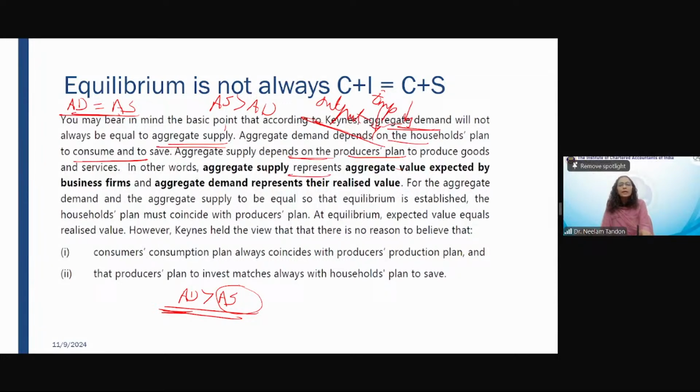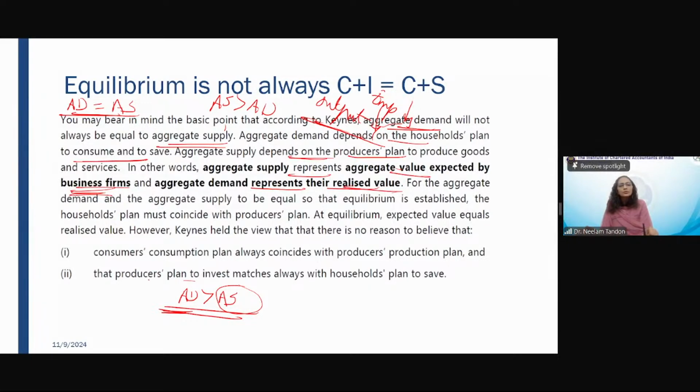So aggregate supply represents aggregate value expected by the business firms. कितना कंज्यूमर्स डिमांड करेंगे उसके अकॉर्डिंगली वो प्रोडक्शन करेंगे और aggregate demand represents the realized value. Actually consumers household sector ने कितना डिमांड किया, दोनों में गैप होने की वजह से equilibrium will not always be at C plus I equal to C plus S. So this is what Keynes said.